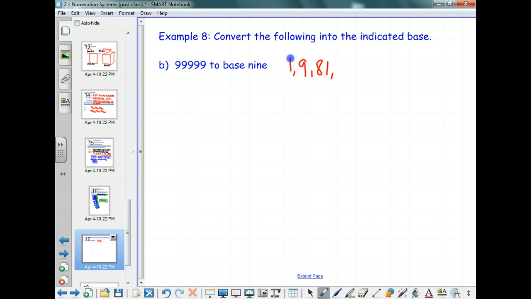What's the next one? And you can get there by multiplying by 9. This is a geometric series. So what comes after 81? 729, okay. Then what? 6,561. Okay. Look like that? Okay, go one more.